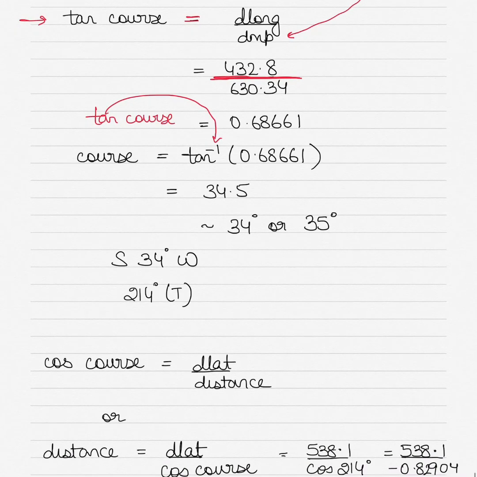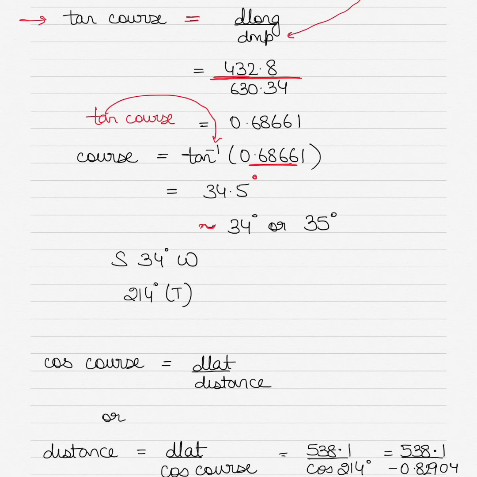In your calculator, press shift tan and the value here. You will get 34.5 degrees. Now when you have 34.5 degrees as your course, you can round it off to either 34 degrees or 35 degrees. I leave the choice to you because it's in the middle.